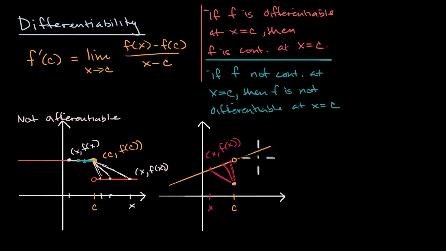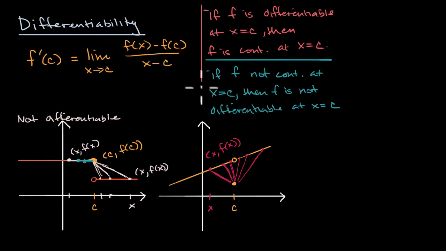And if we approach from the right, with x larger than c, this is our x comma f of x. So we have a positive slope. And as we get closer, it gets more positive, approaching positive infinity. But either way, it's not approaching a finite value, and one side is approaching positive infinity and the other side is approaching negative infinity. The limit of this expression is not going to exist.